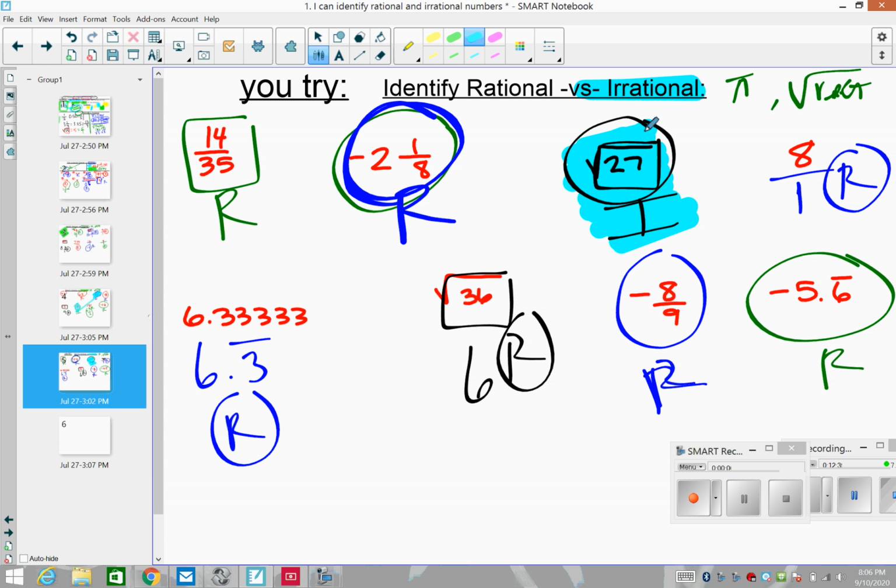So as we scan this entire page, we can see that the only one that turned out to be irrational was the square root of a rectangle. That was it. It's just that and pi. Everything else is an R. So when in doubt, always assume R.